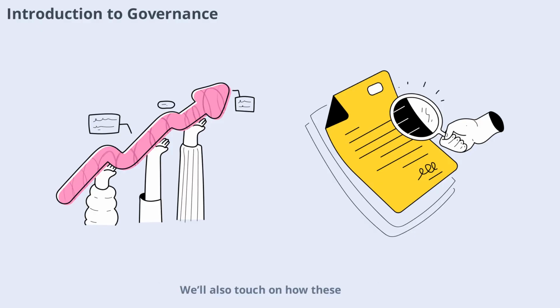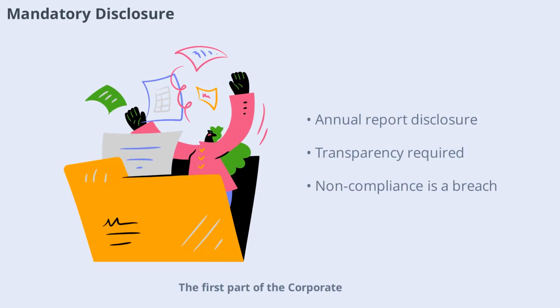We'll also touch on how these principles support sustainable growth and stakeholder confidence. The first part of the Corporate Governance Code outlines mandatory disclosure requirements. Every issuer must include a detailed corporate governance report in their annual and summary financial reports.